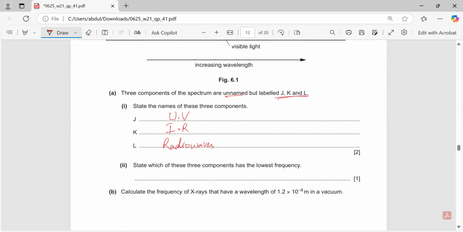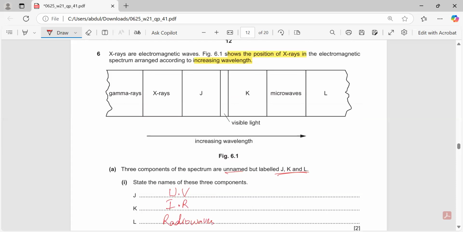State which of these three components has the lowest frequency. Not only among these three components, even in the whole spectrum, the lowest frequency is connected with radio waves and the highest frequency with gamma rays.